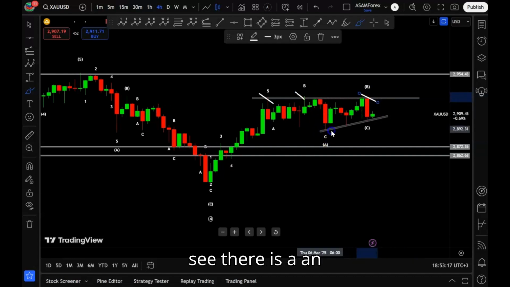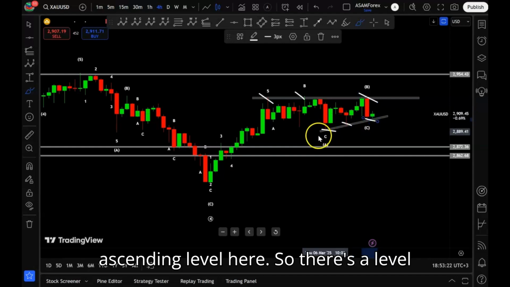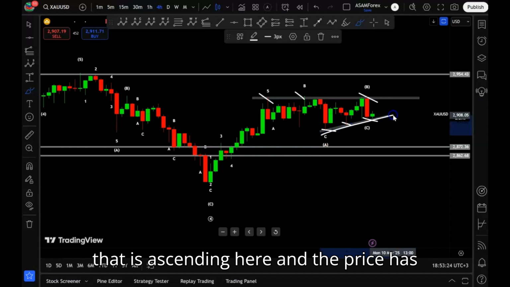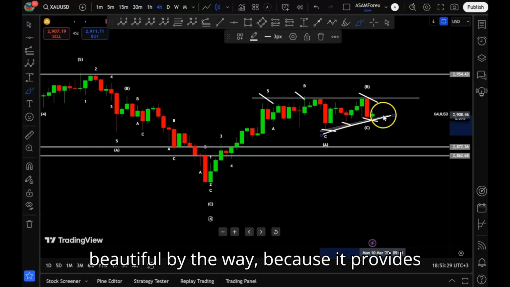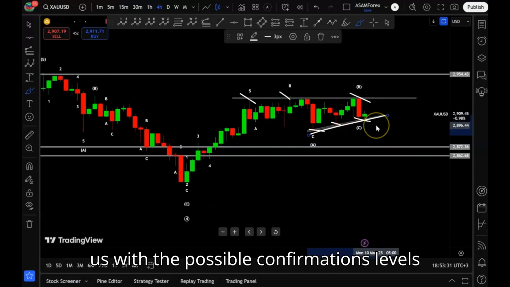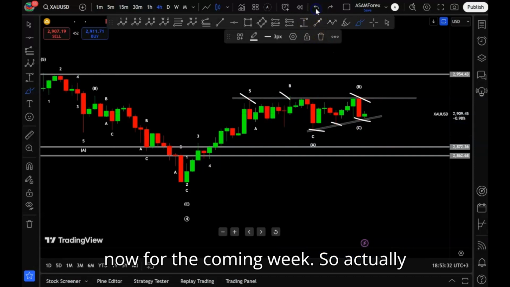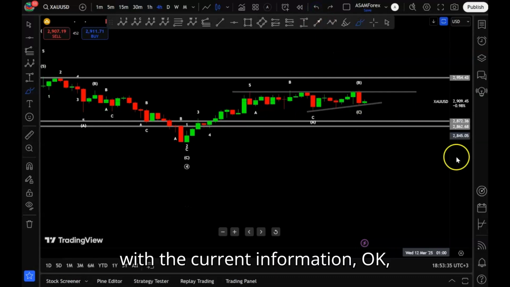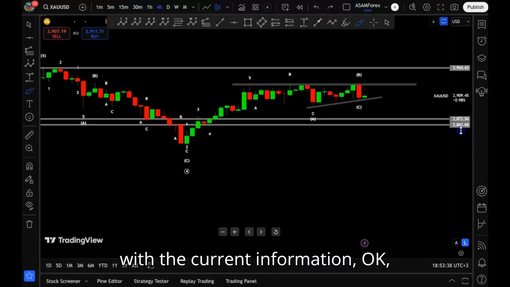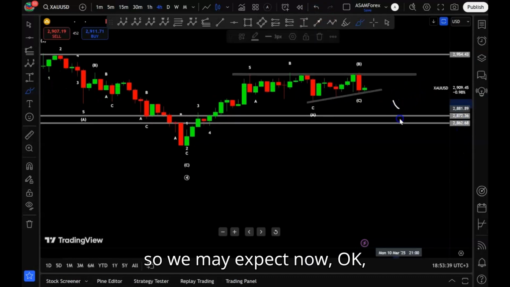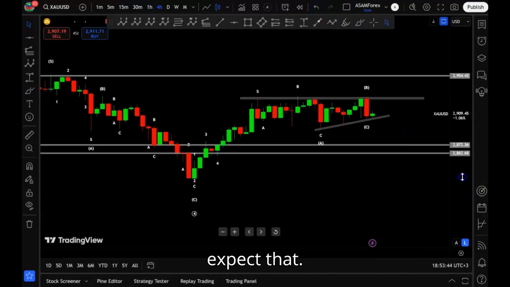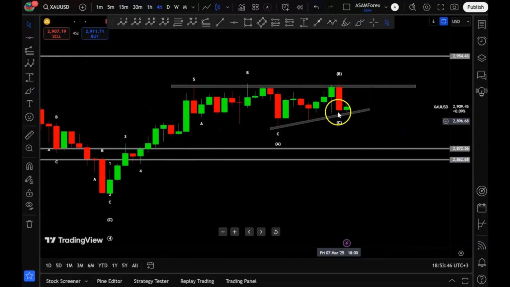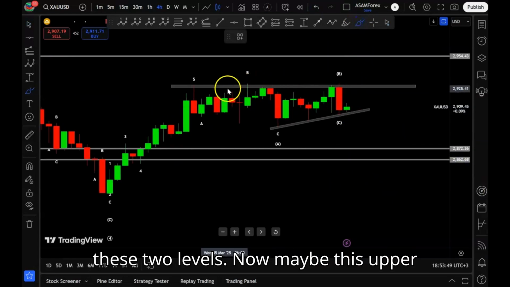And to the downside we see there is an ascending level here. There's a level that is ascending here, and the price has been respecting this. This is beautiful, by the way, because it provides us with possible confirmation levels for the coming week. So with the current information, we may now expect that price is going to break either of these two levels.